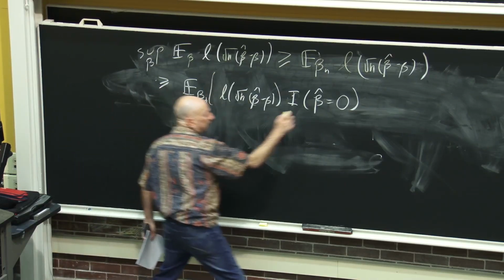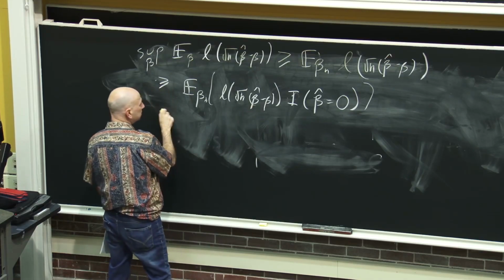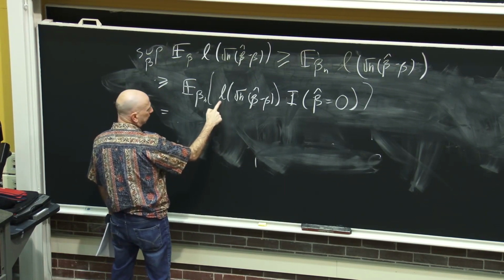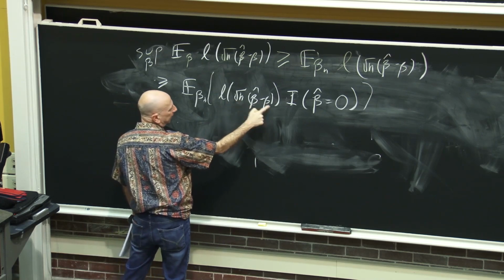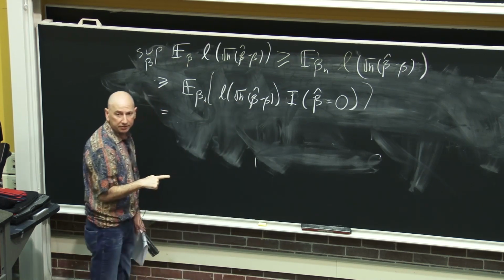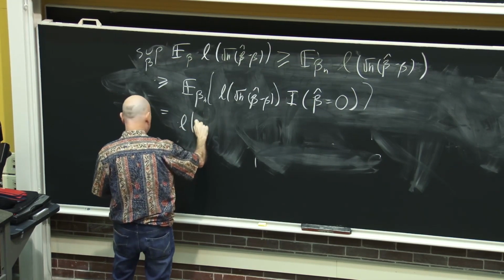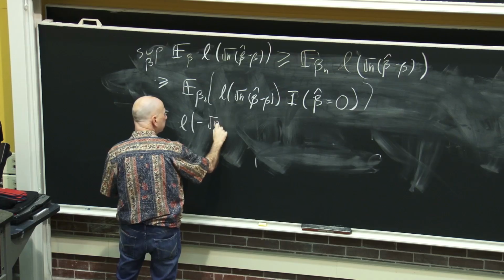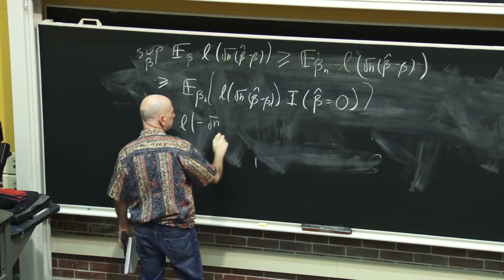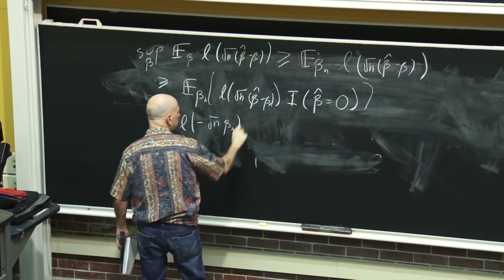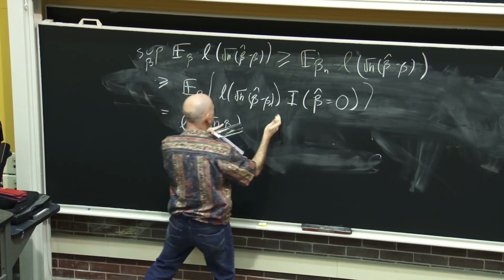And this is around the whole thing. But when beta hat is 0, of course, this goes. So this is equal to, what do I get? I get L of root n times minus beta. This isn't even random anymore. So that's actually L of minus root n. All these betas should really be beta n here. Well, this one at least. So this is deterministic, this term, on this event. So I pulled it out front.